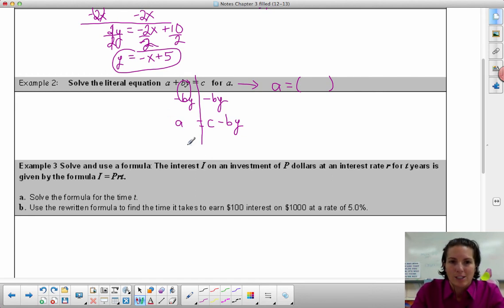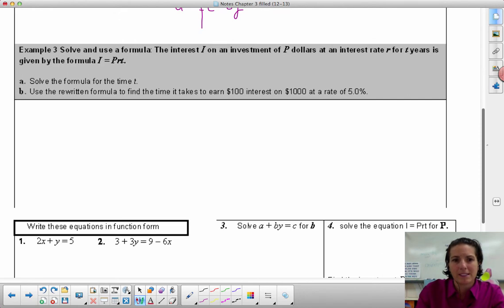Now, let's go down to our interest problem. We've seen this formula a few times, right? I is interest. P is the dollars or the amount of money that I invest. Interest rate is an R. Remember, R is a percentage, so we can't use it the way we see it. We have to change it to a decimal or a fraction. For T years is given by the formula I equals PRT.